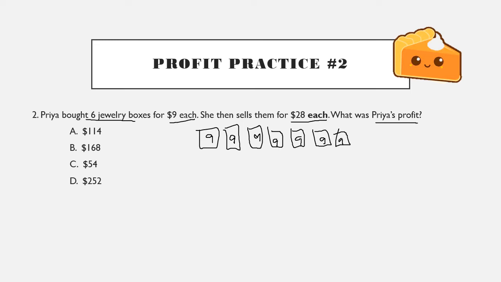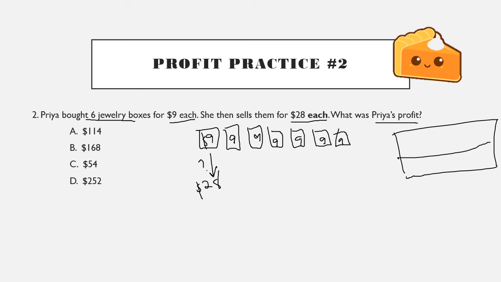Or I can say, okay, if I bought this for $9 and then sold it for $28, what's that difference? Right? And I could see for each one what the profit was for each jewelry box, and then see if I have 6 of them, what's the total profit. So I'm going to do that.